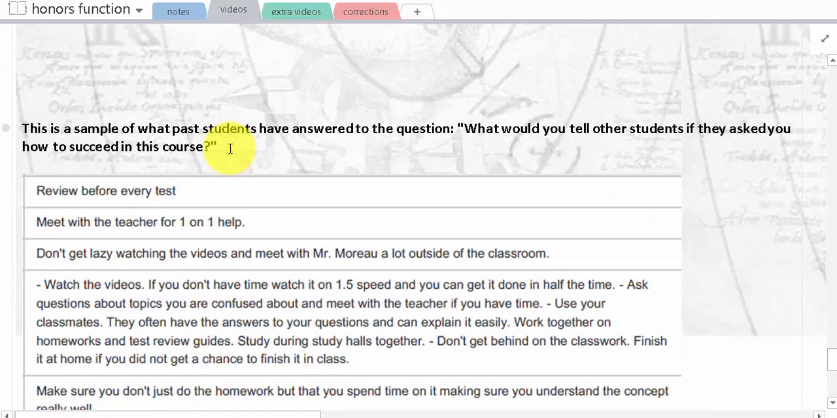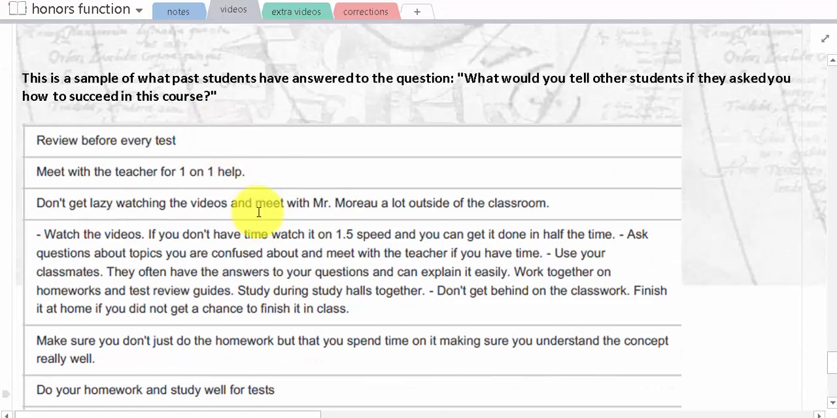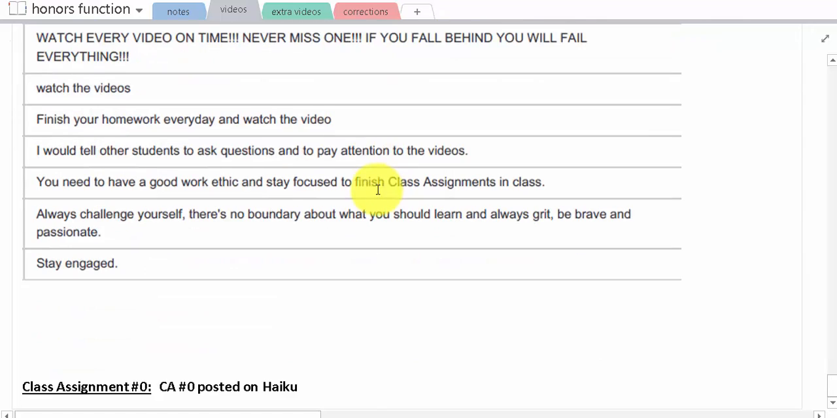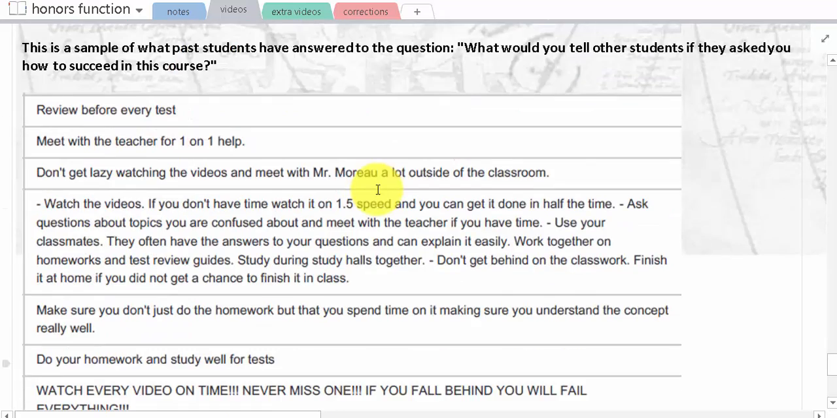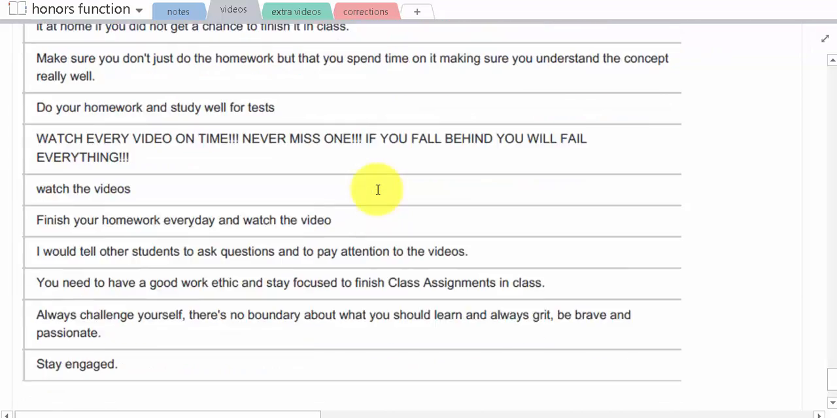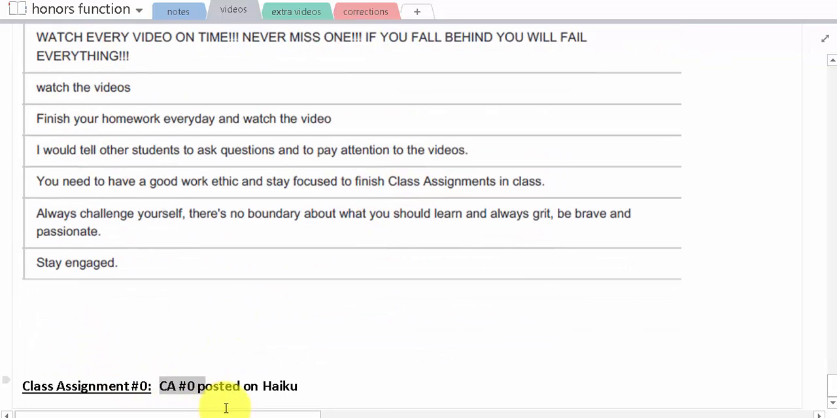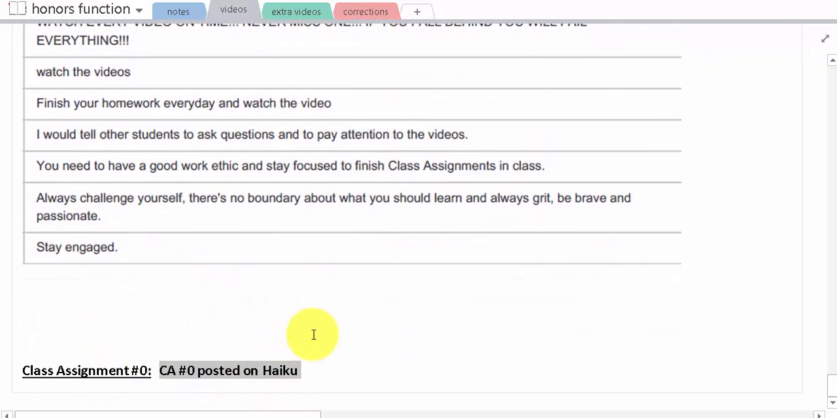Please make sure to read the advice given by prior students who have taken this course, when they were asked what would you tell other students if they ask you how to succeed in this course? There's some interesting answers. This is just a sample. Please make sure you read this. Also, before you come to class, print class assignment number 0. It's all posted on Haiku.